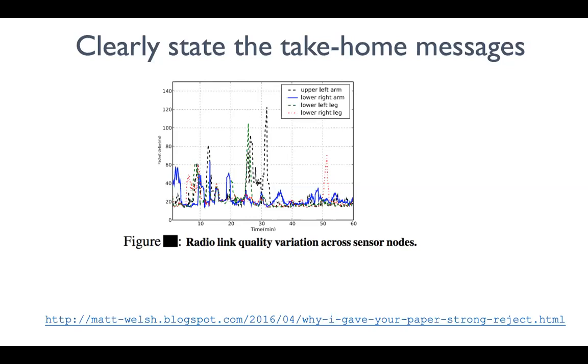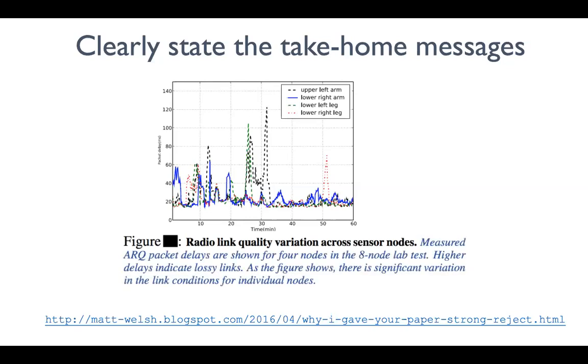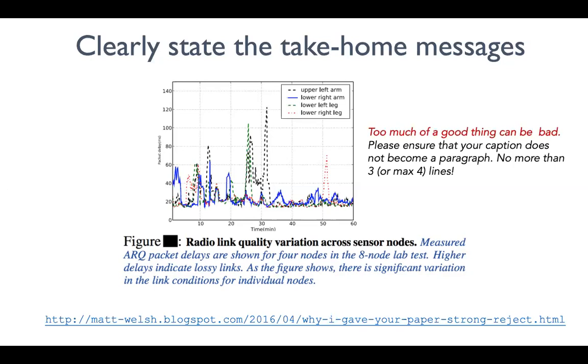So for example, if we modify this caption and add some more description. So for example, we have added 3 sentences. And through this, a lot of context is now provided. So you also have a take-home message. So this actually is a good practice you should use. And you should also remember that too much of a good thing can be bad.